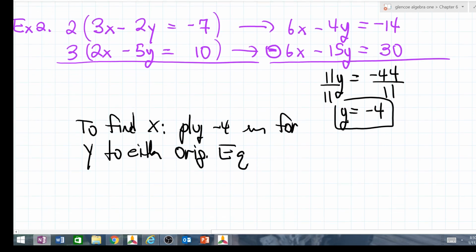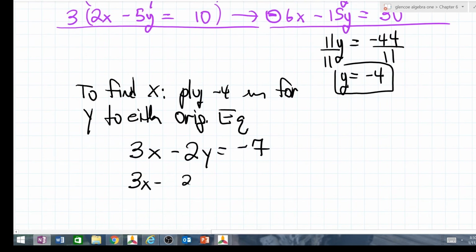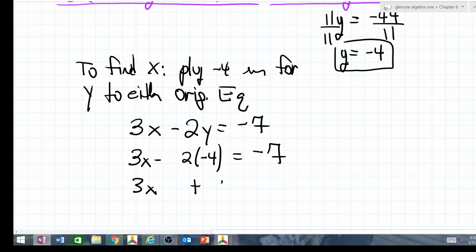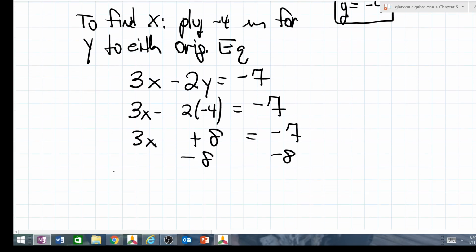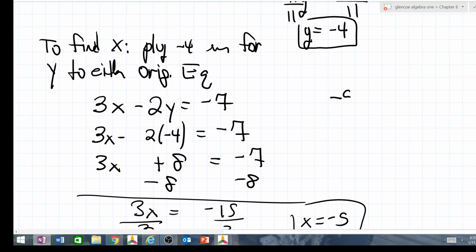Which one do you want to use, top or bottom? Top. 3x minus 2y equals negative 7. We're going to plug in a negative 4. 3x minus 2 times negative 4 equals negative 7. 3x plus 8 equals negative 7. Minus 8, minus 8. 3x equals negative 15. x equals negative 5. So your ordered pair is negative 5, negative 4.